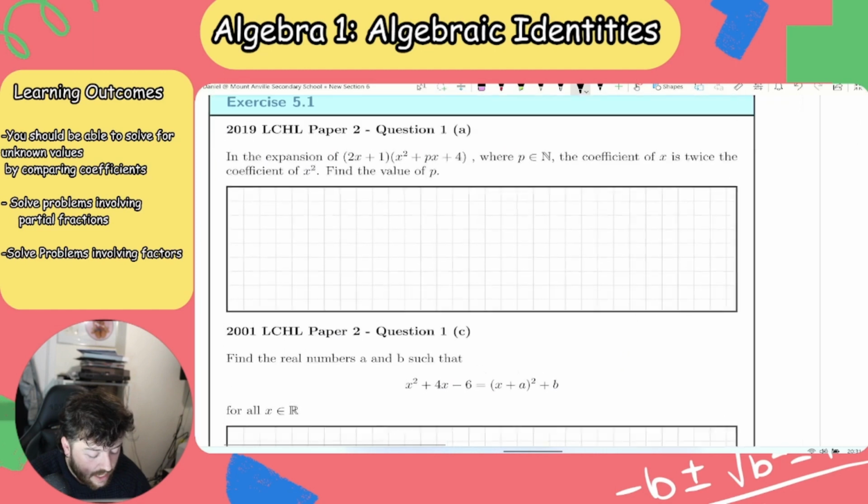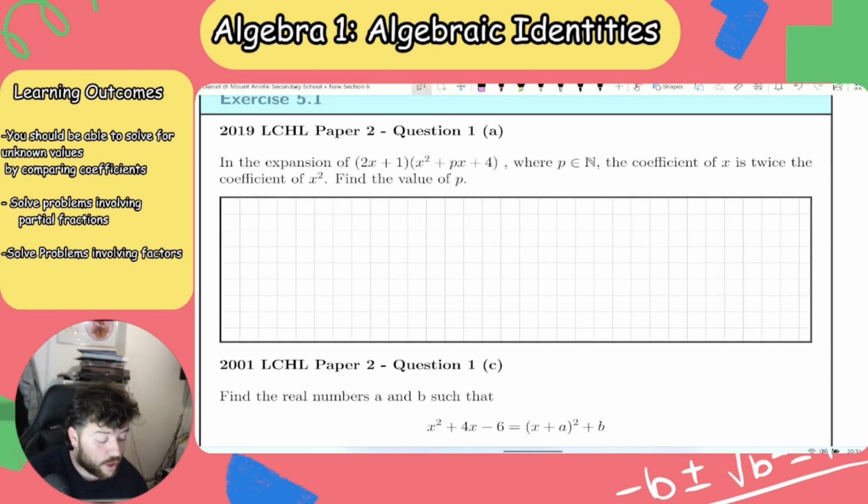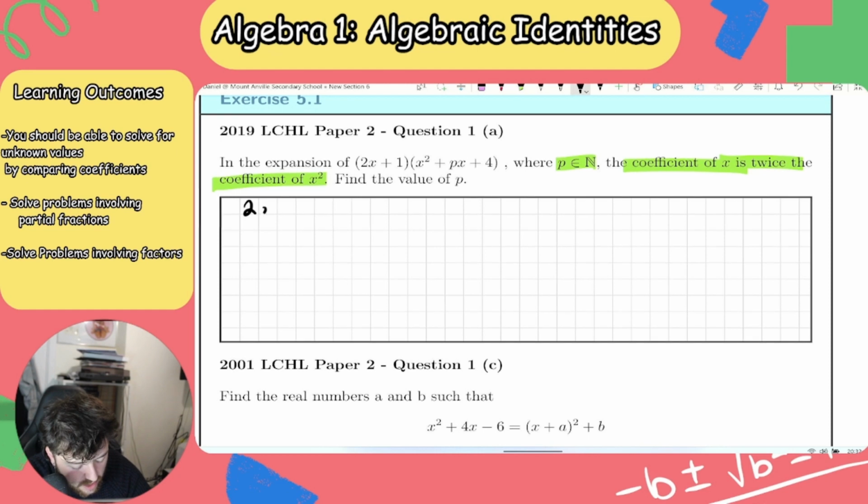So let's look at this one here. In the expansion of 2x plus 1 times x squared plus px plus 4, where p is a natural number, that seems really important, the coefficient of x is twice the coefficient of x squared. Find the value of p. So let's multiply out my bracket. I have 2x times x squared plus px plus 4, plus 1 times x squared plus px plus 4.